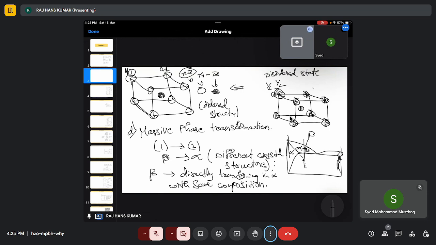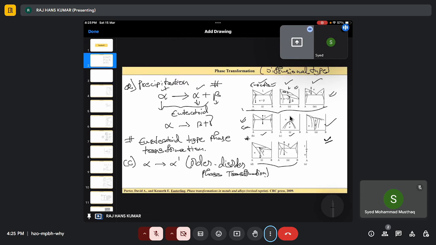I hope it is understandable. That means when moving from beta to alpha, let's say here I am at beta, and I suddenly drop to here to alpha. That means there is no change in composition, just a decrease in temperature. So there is no change in composition. The beta phase is turning into alpha phase.